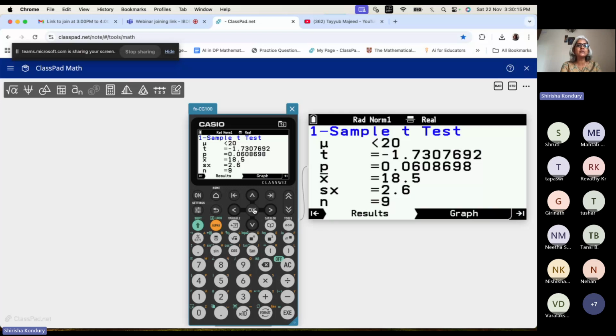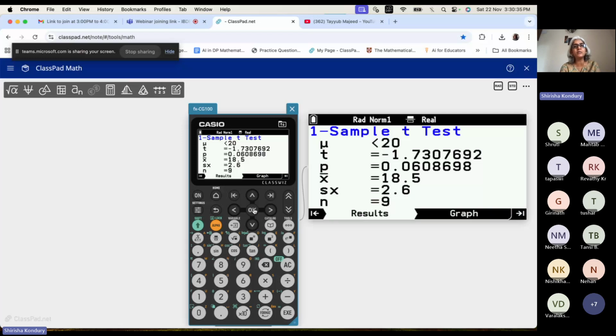So there are two things told to us. 5% significance. So we can compare p-value, right? P-value is 0.06, which is greater than that, so we can draw the inference. The other way is to compare the t-statistic. So the t-statistic here is minus 1.73.